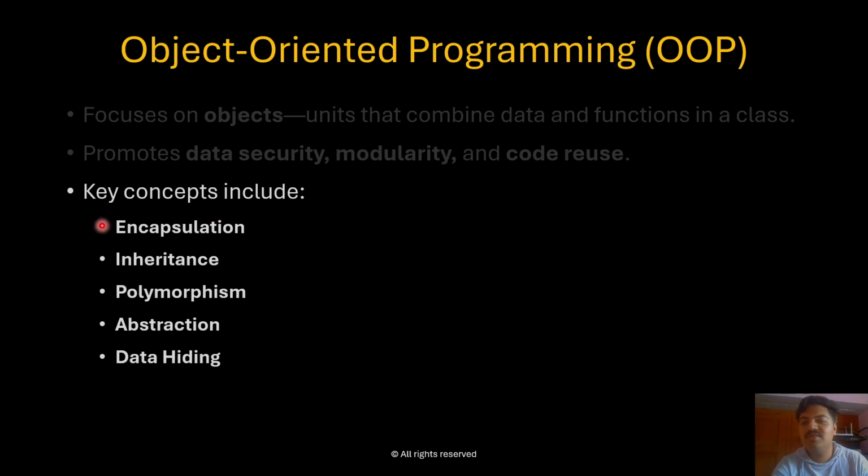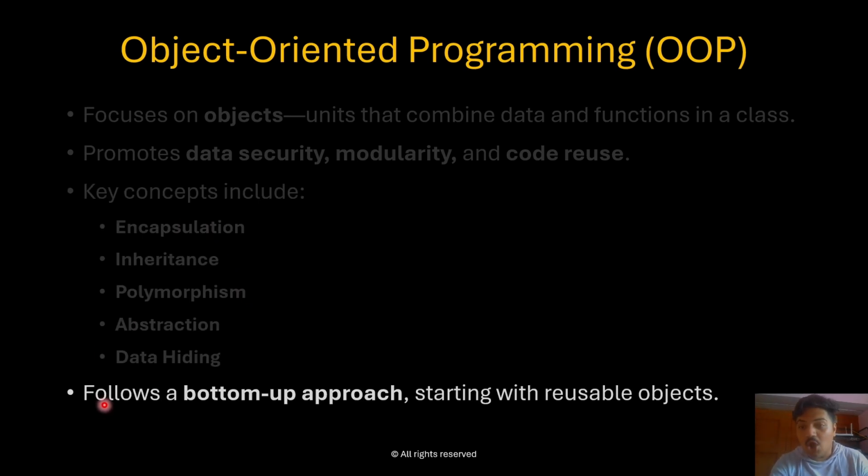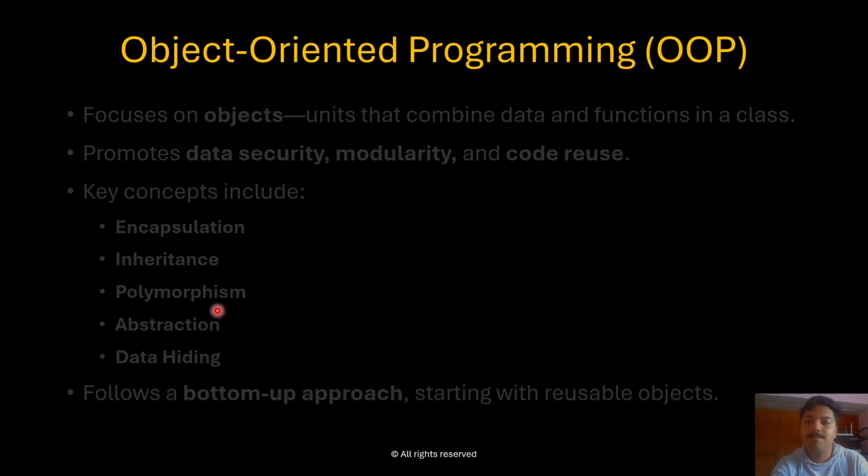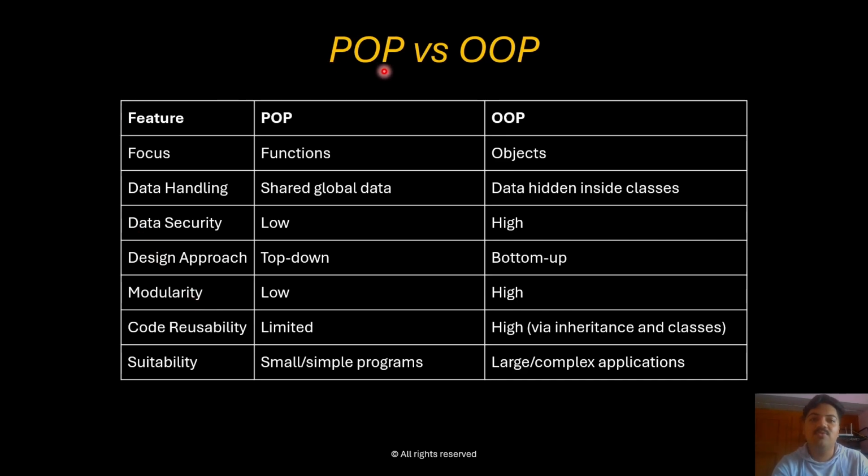What are the key concepts of object-oriented programming? We have seen that encapsulation, inheritance, polymorphism, abstraction, data hiding, and one more is message passing. These six are the concepts we will be learning further in our videos. Object-oriented programming follows a bottom-up approach, starting with the reusable objects. So first, the reusable objects are processed so that they can be used throughout the program. Now we'll be seeing the difference between procedure-oriented programming versus object-oriented programming.